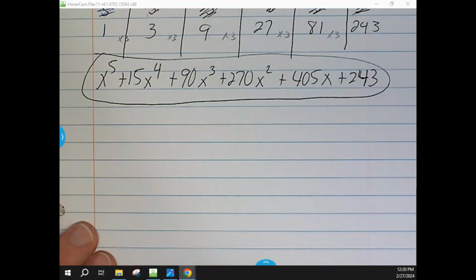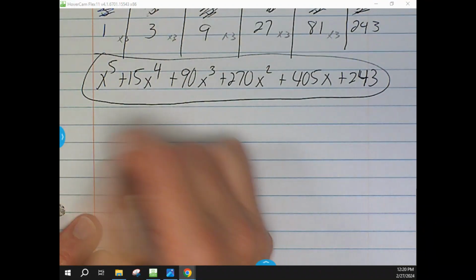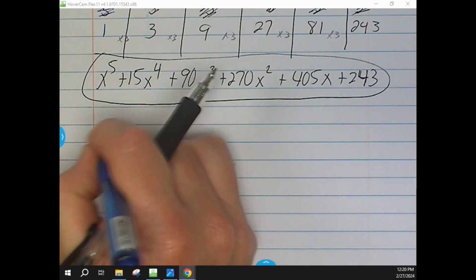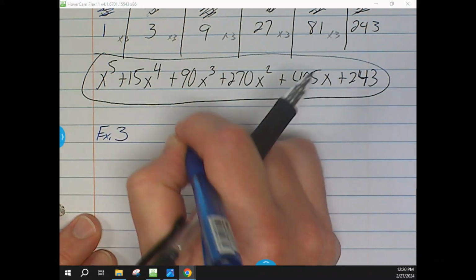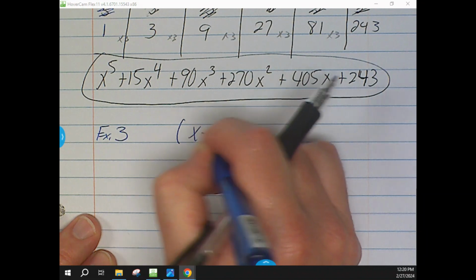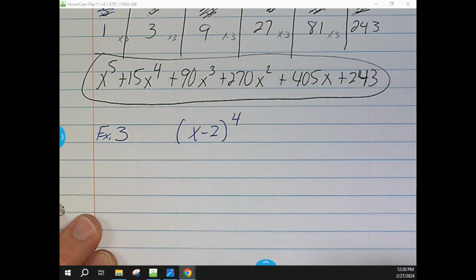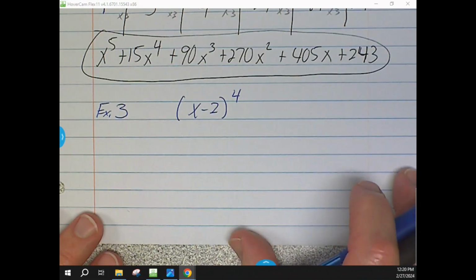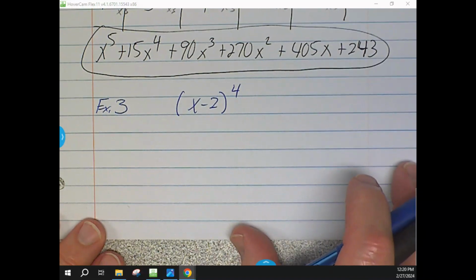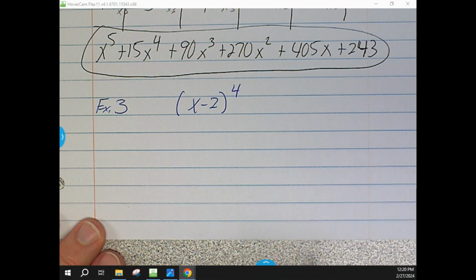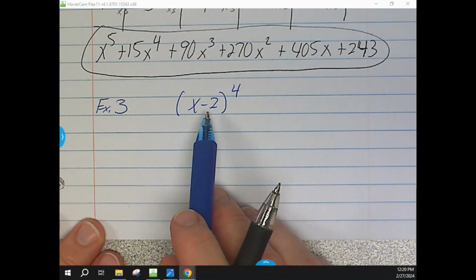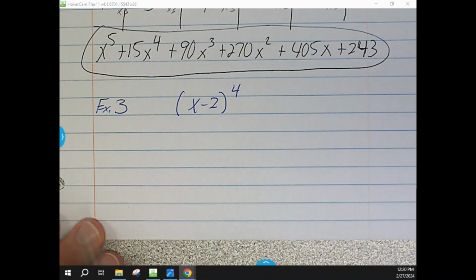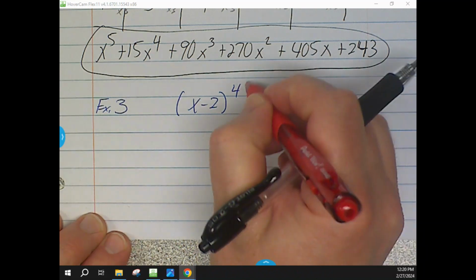All right, one more, and we'll wrap this thing up. All right, so for this one, we're going to do x minus 2 to the 4th. And for this one, don't worry about the minus sign. We'll talk about that one at the very end. We're still going to do the same thing. It's x minus 2 to the fourth power.